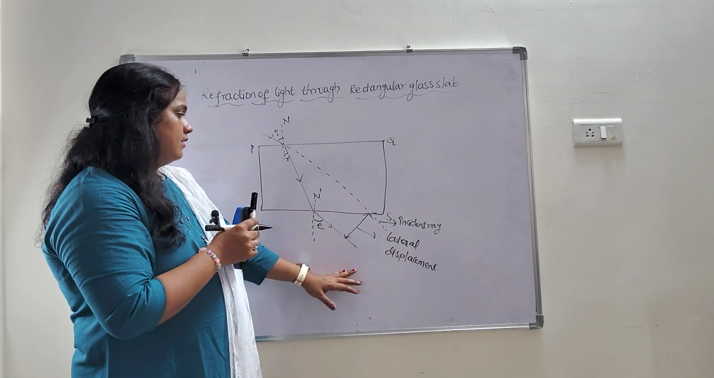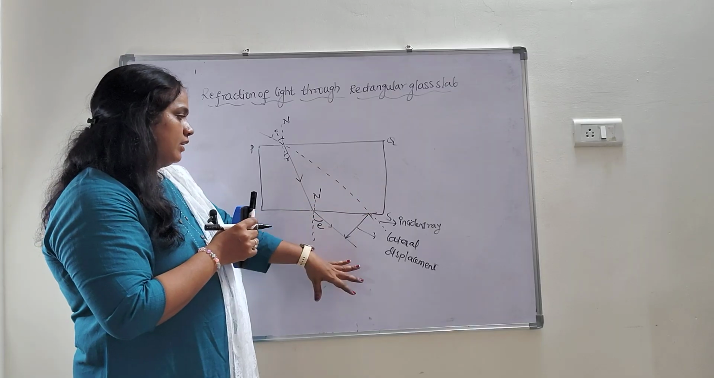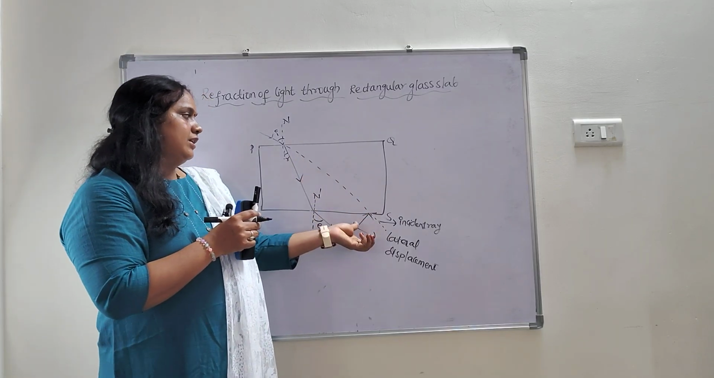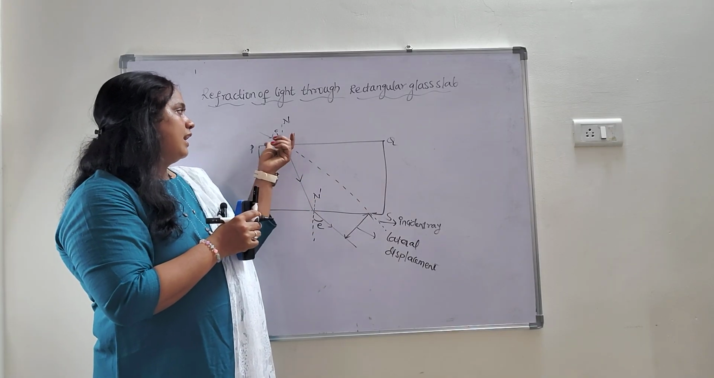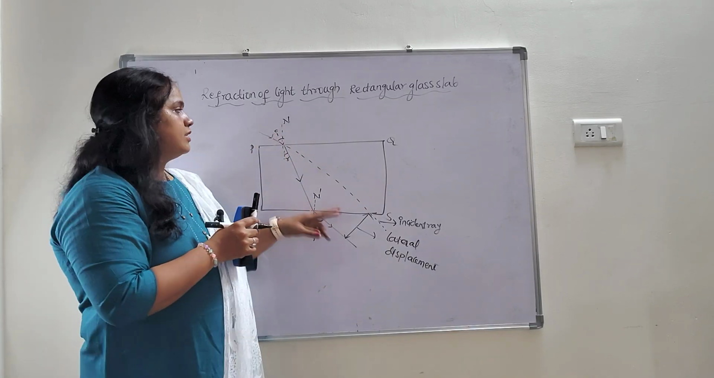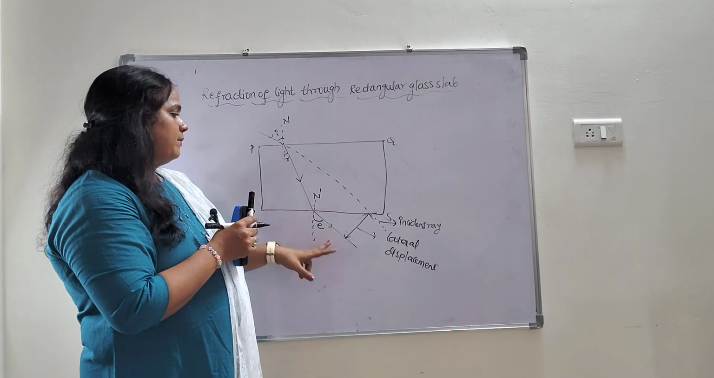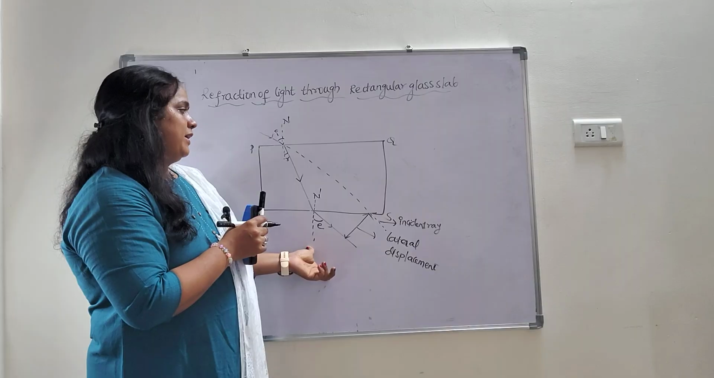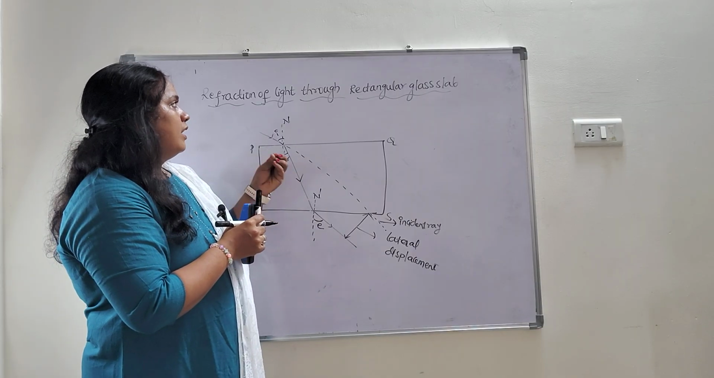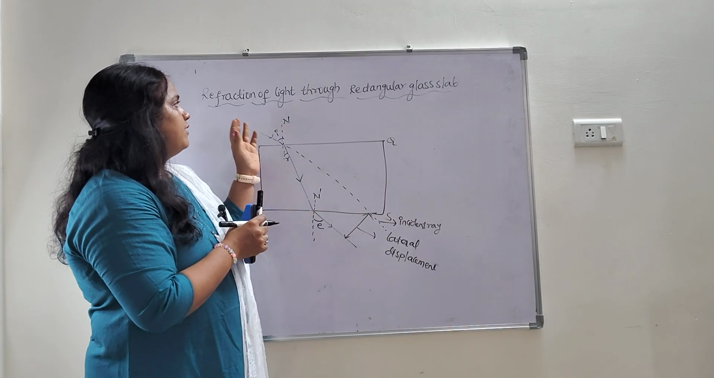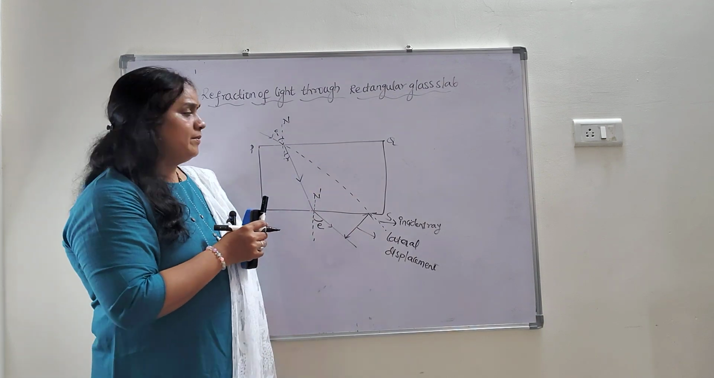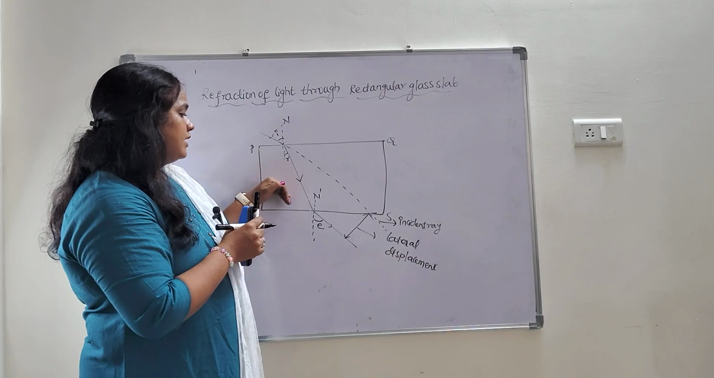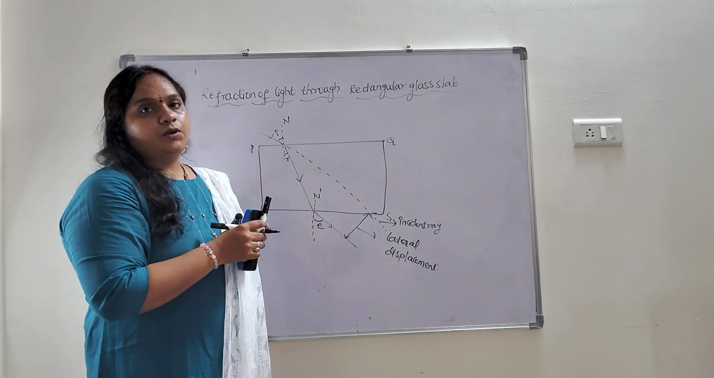So maybe they can ask you to draw the diagram. Most probably they will not ask you to draw it. They'll give you the diagram and ask you to label the parts: the incident ray, refracted ray, emergent ray. So this is how you can remember refraction of light through a rectangular glass slab. If it is moving from rarer to denser, it bends towards the normal. If it is moving from denser to rarer, it bends away from the normal.